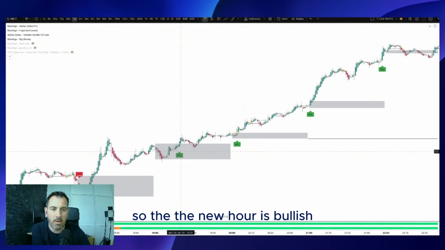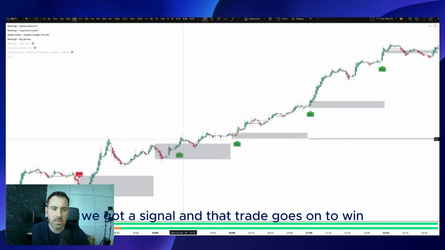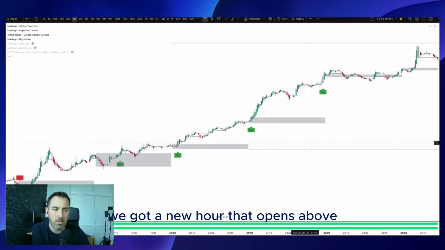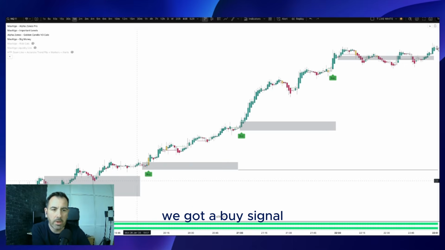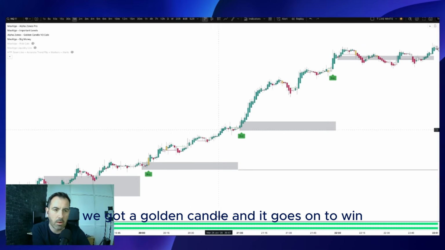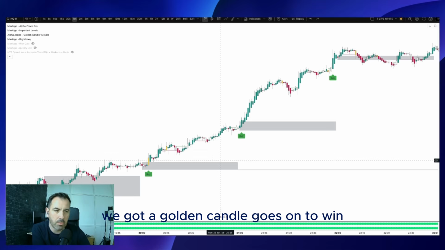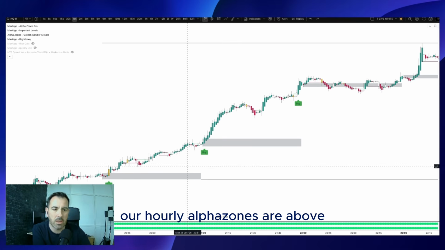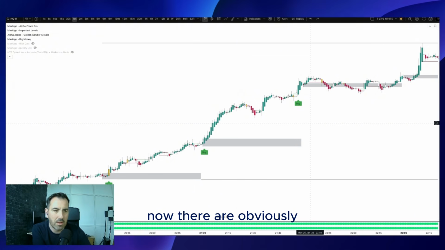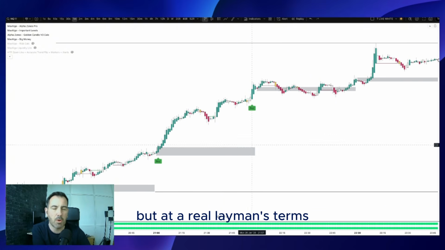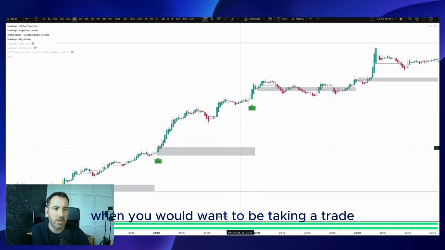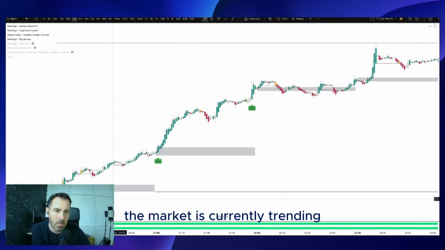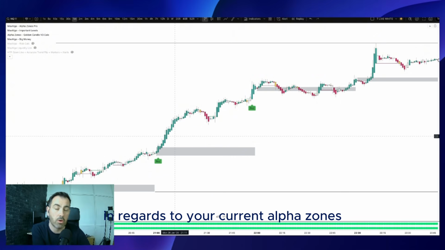The new hour's bullish, we get a signal, and that trade goes on to win. Our traffic lights have stayed green, we get a new hour that opens above, we get a buy signal, we get a golden candle, and it goes on to win. We get another golden candle, and it goes on to win. We're looking at bullish trades here because everything else is aligned: we've got traffic lights, and our hourly alpha zones are above. There are obviously other factors you can take into account, but in layman's terms, you look at signals, and then at how the market is currently trending in regards to your current alpha zones.